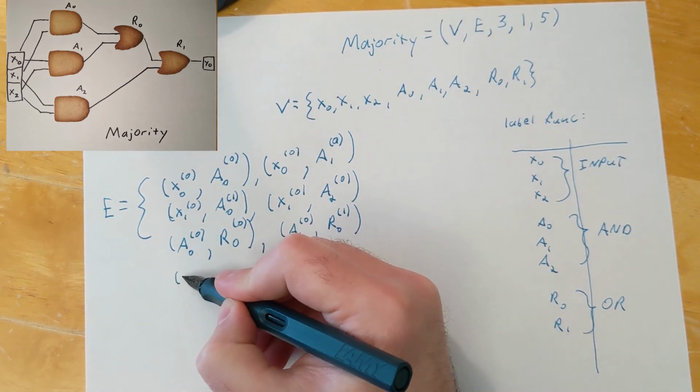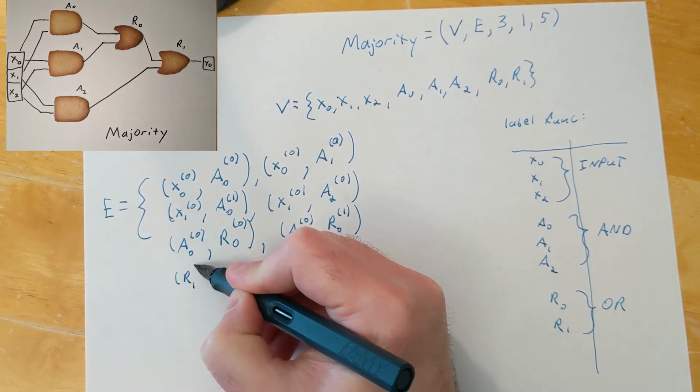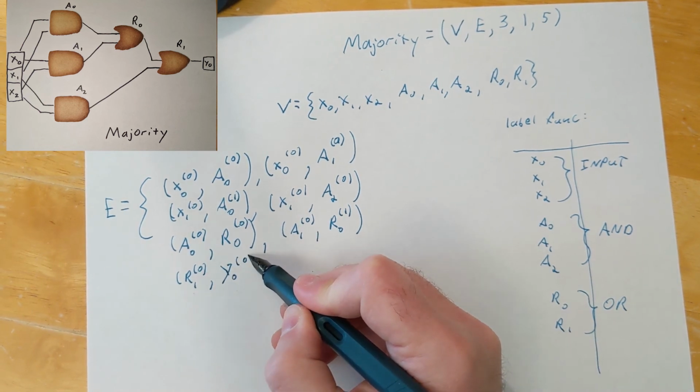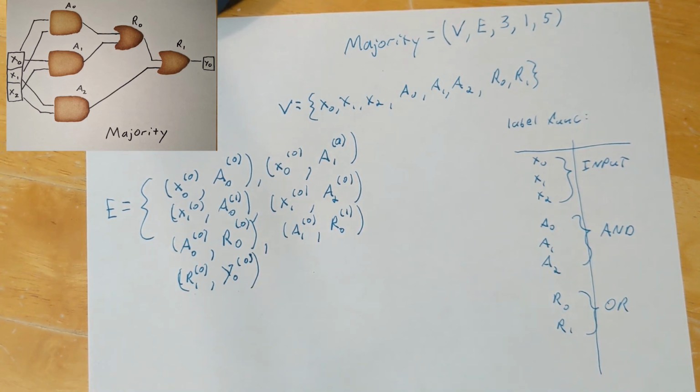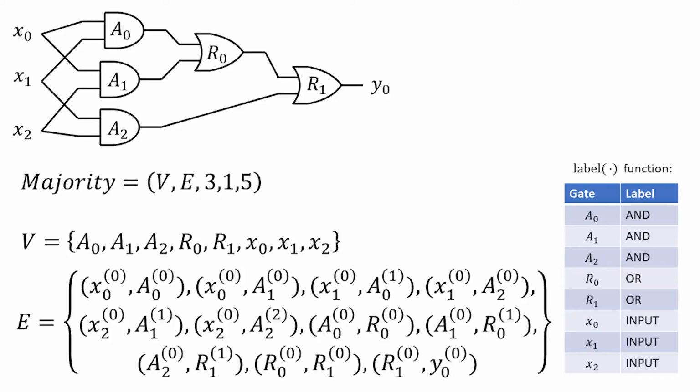So output port 0 of R1 is going to go to input port 0 for Y0, where Y is going to represent our output bit. So this is saying that the output bit 0 is going to come from, its value is going to come from the gate R1. And now we can keep going for all of these wires that we see in our circuit until we've fully developed the circuit. So now we have all of the components of this majority circuit specified.